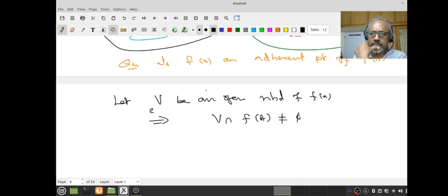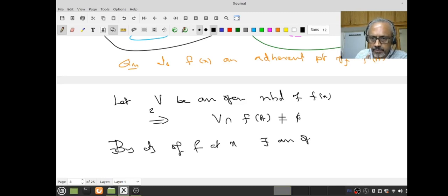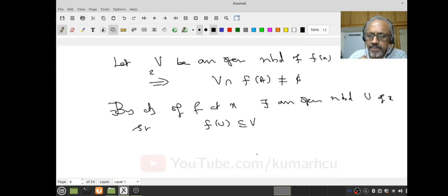Now what do I know about f? f is continuous, and you have given me an open set V containing f(x). So I know there exists, by continuity of f at x, an open neighborhood U of x so that f(U) is contained in V. Do you agree with that?